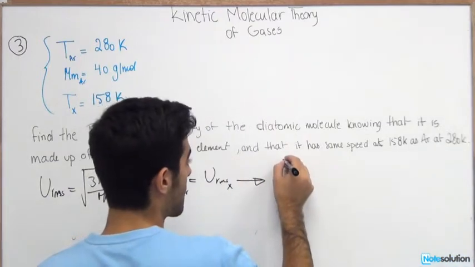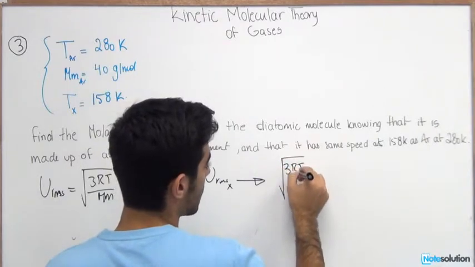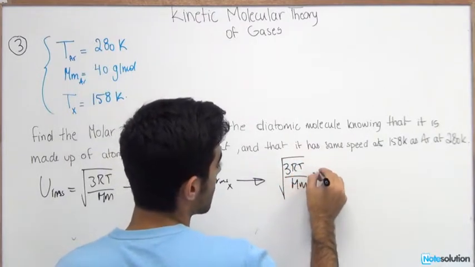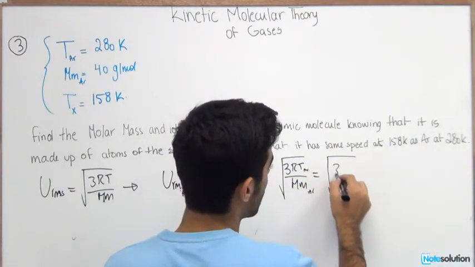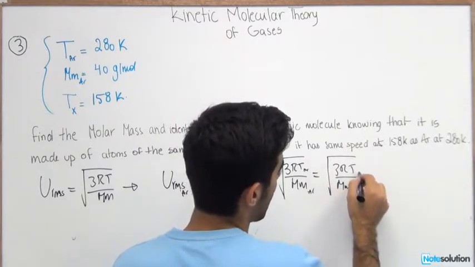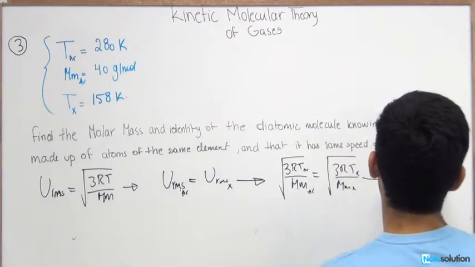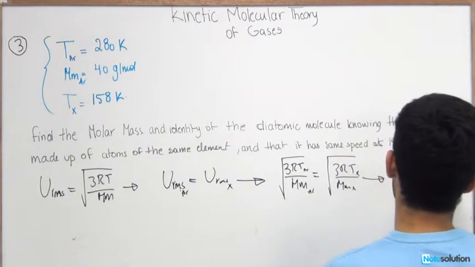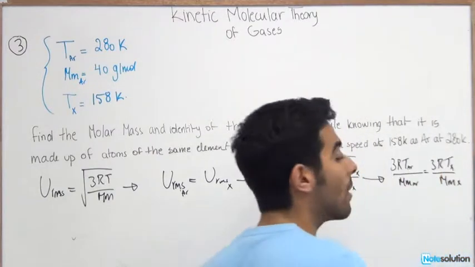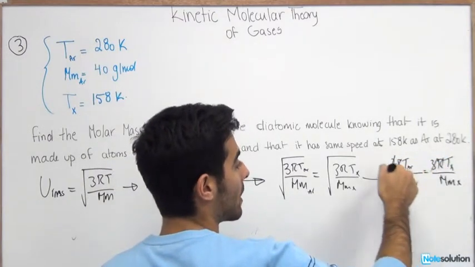So in this case we have 3RT over molar mass of argon, and then here 3RT over molar mass of X. So we square both sides so we can get rid of the square root. Now, this is the point that I want to get to. The R would cancel off with the R and the 3 would cancel off with the 3.